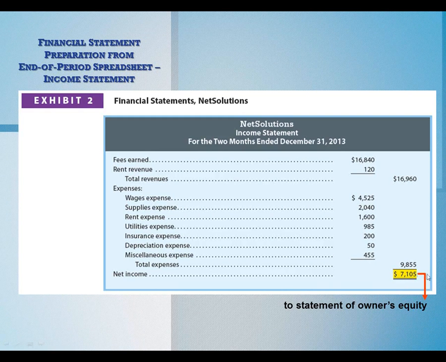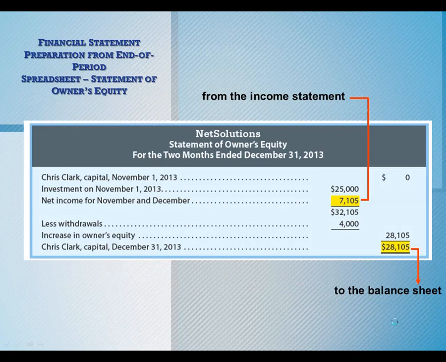Now it does show that this is going to go over to the Statement of Owner's Equity. The Statement of Owner's Equity shows the change in capital over time. So Chris Clark wasn't worth anything to begin with. He made an investment, a $25,000 investment in his company. He made a $7,105 net income for the 2 months, and that comes from the income statement. Less withdrawals, that will be your final balance in your drawing account. And so you add investments and net income together, subtract off withdrawals, and that is your increase in equity. And now he is worth, instead of zero, he is worth $28,105. Now that gets moved down to your balance sheet.